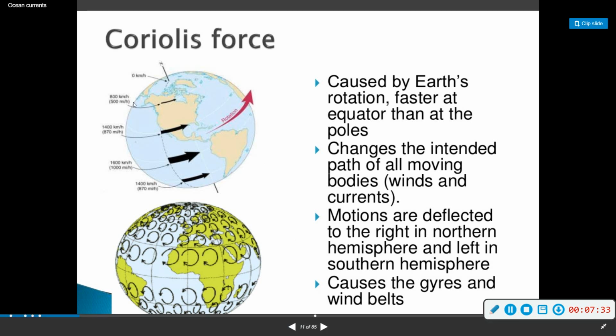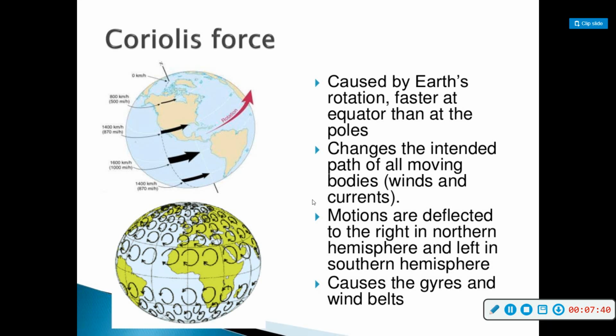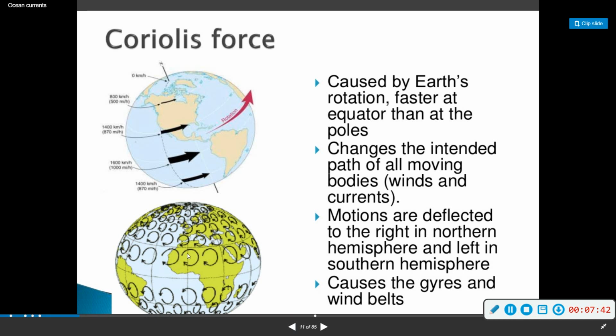So, Coriolis force is caused by the Earth's rotation. It changes the intended path. So it's going to make all these little circles right here.